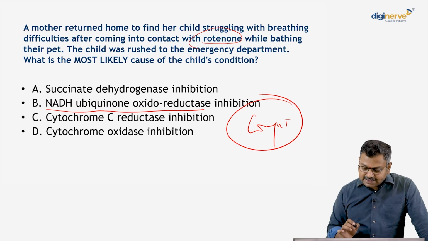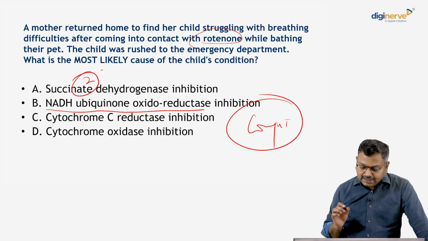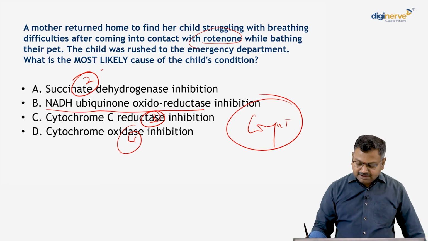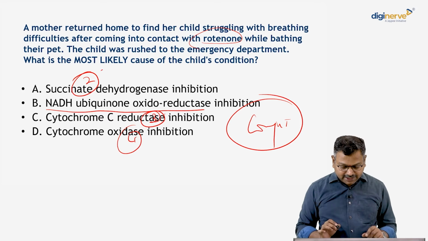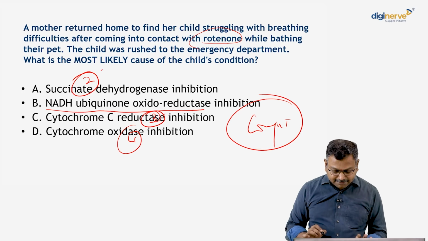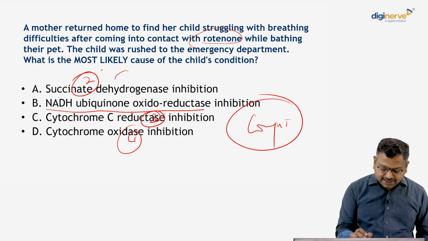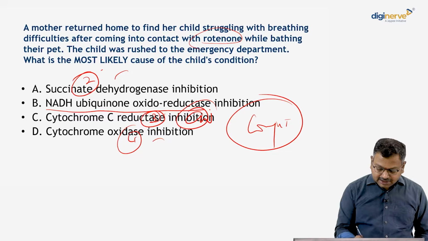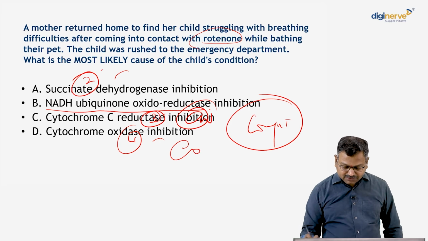The second complex is the succinate dehydrogenase. The cytochrome reductase is the third complex, and the cytochrome oxidase is the 4th complex that you have, and each of them is inhibited by specific agents. So complex 1 is inhibited by the rotenone that you are seeing there. The complex 3 is inhibited by the cyanide. So cyanide is the one which inhibits the complex 3. Carbon monoxide is the inhibition of the complex 4. Even the azide would inhibit the complex 4 that you see.